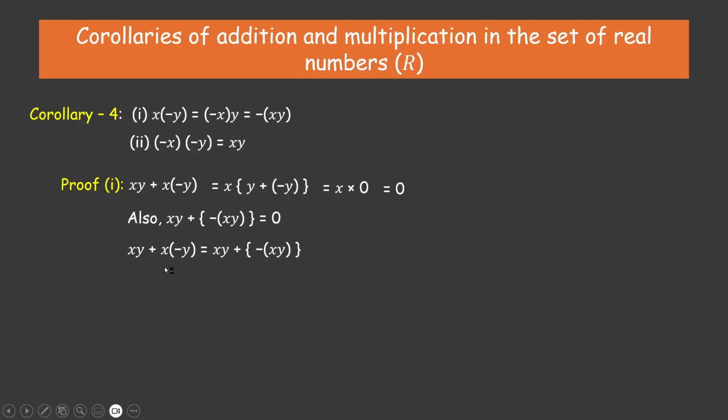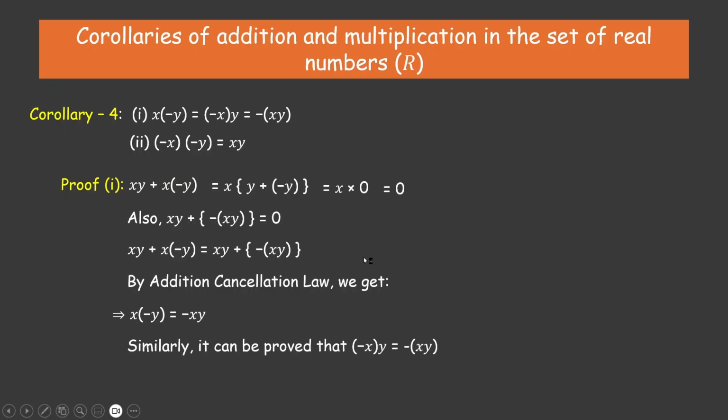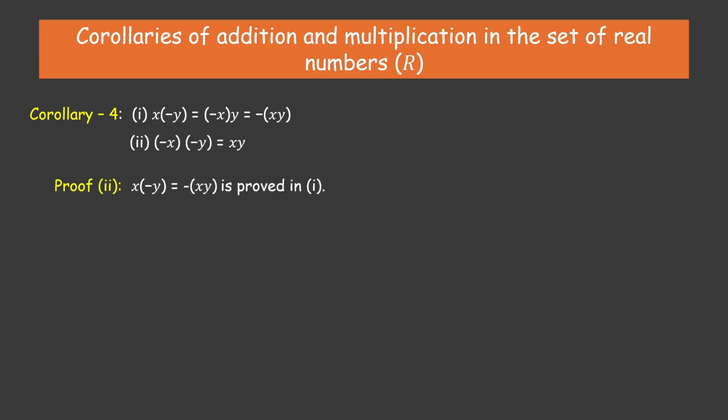And over here now, we can apply addition cancellation law so that we cancel out this xy with this xy, which gives us this. And that is what we wanted to prove. Similarly, we can prove the other part, which is negative x into y is equal to negative of x into y. Now, let us look at the second part.